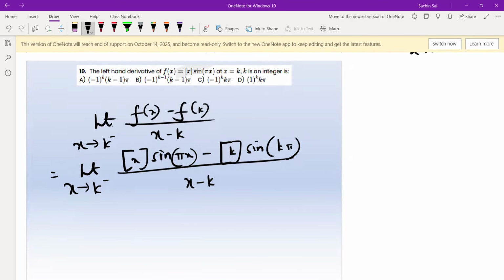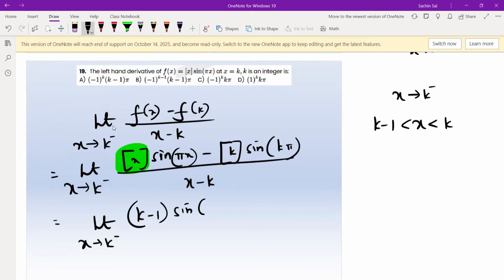Now here, x tends to k minus, which means step of x will be k minus 1, right? Because if x tends to k minus, it means that x lies between k and k minus 1. And if x lies between k and k minus 1, what should be taken as step x? k minus 1. So you will get the limit as x tends to k minus of k minus 1 sine of pi x. And you will see that this is 0, because sine of k pi is 0. Sine of any integer multiple of pi is 0. Whole divided by x minus k.